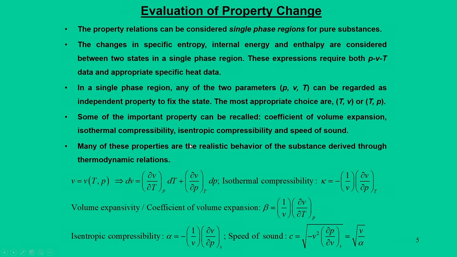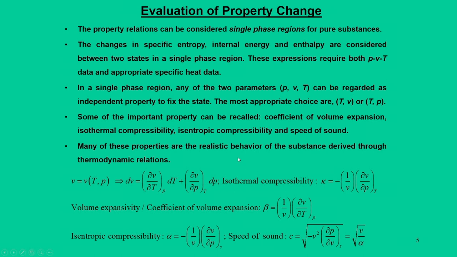Now, here we are going to recall some additional properties which are very important for our ongoing discussions, and those properties are coefficient of volume expansion, isothermal compressibility, and isentropic compressibility or speed of sound. If you take one particular situation, volume is a function of pressure and temperature, we can write dV, the exact differential of volume, as dou V by dou T at constant P into dT, plus dou V by dou P at constant T into dP.